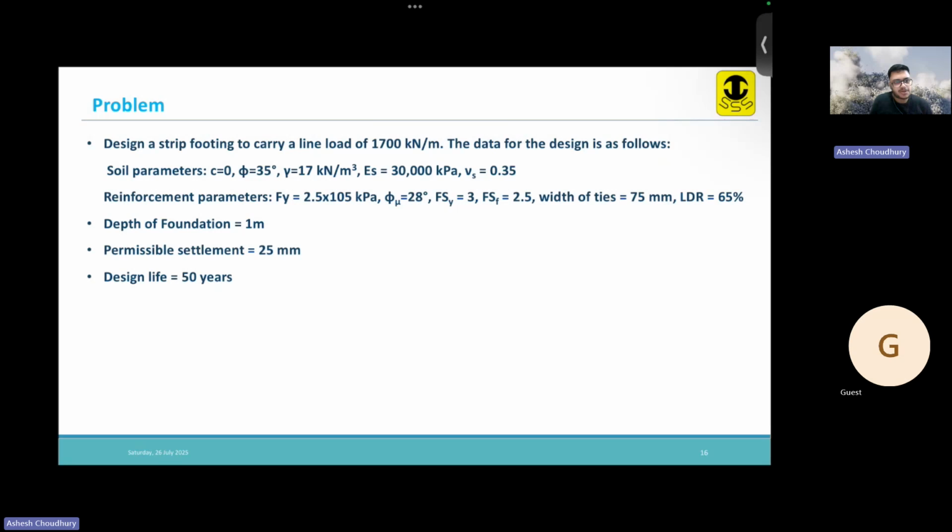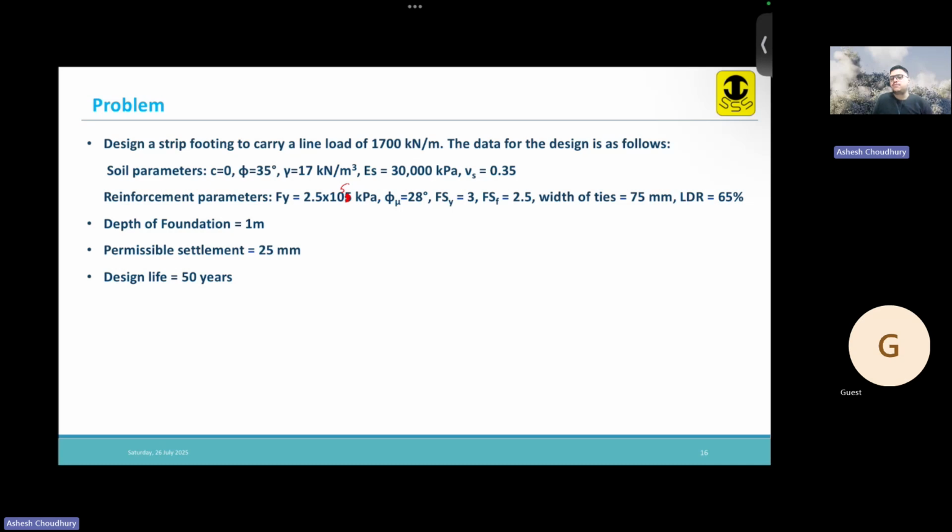The reinforcement parameters are: Fy is given as 2.5 into 10 to the power 5 kPa. Phi mu is 28 degrees. FSY is 3. FSF is 2.5. Width of tie is 75 mm. LDR is 65%. Depth of foundation is 1 meter. Permissible settlement is 25 mm. And design life is 50 years. So these are given.